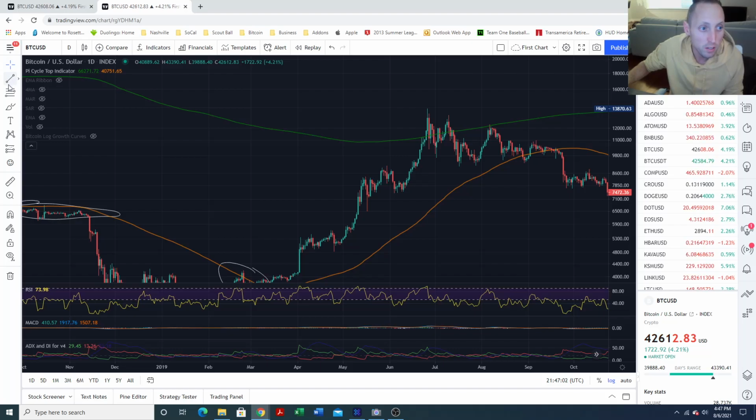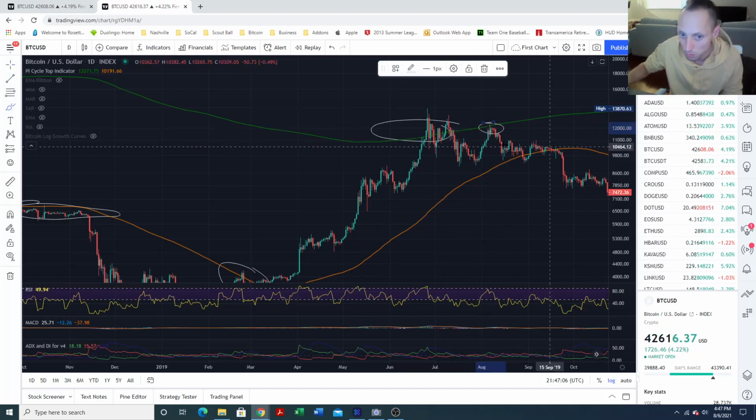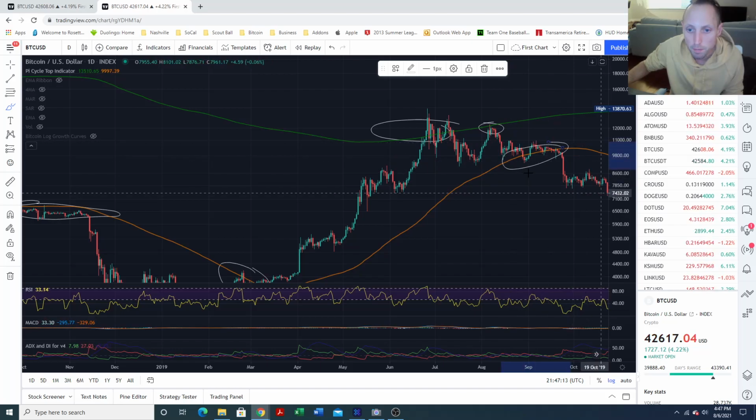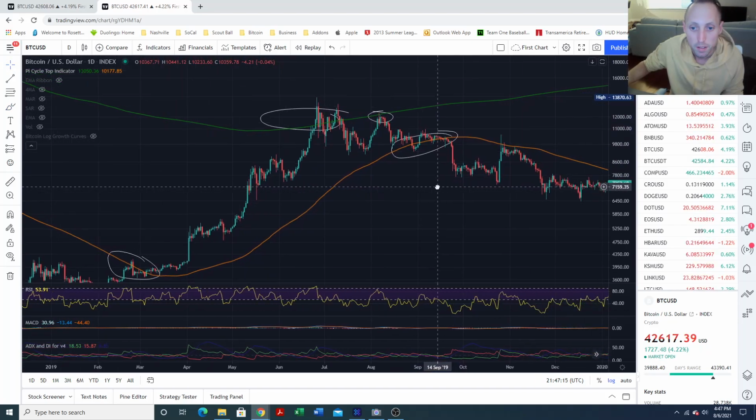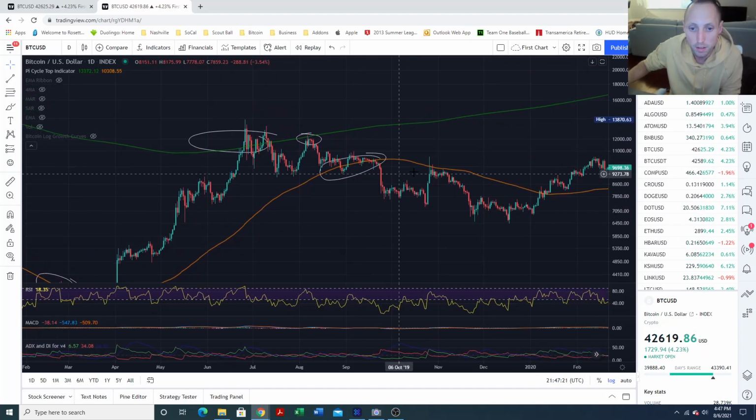Where does it hit its head? Again, this could all be coincidence. It really could. It finally lost it right here. What happened? I don't even have to show you. Lost it. Lost the support. What happened? We saw a downtrend.